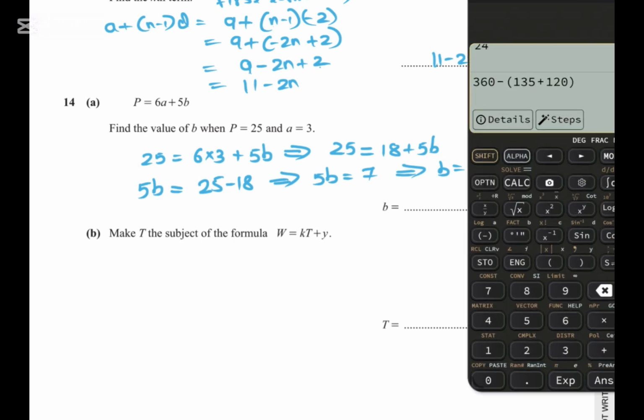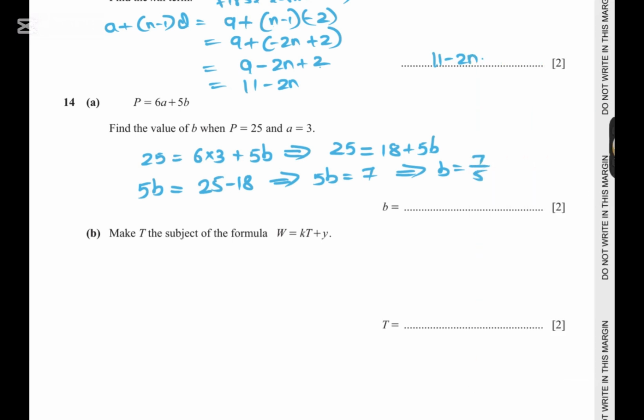So what is 7 by 5 in decimal form? Find out. 7 divided by 5 is 1.4. This is the value of b.